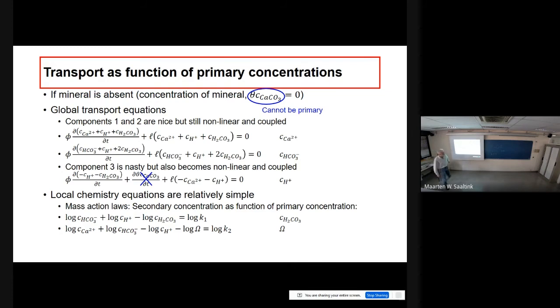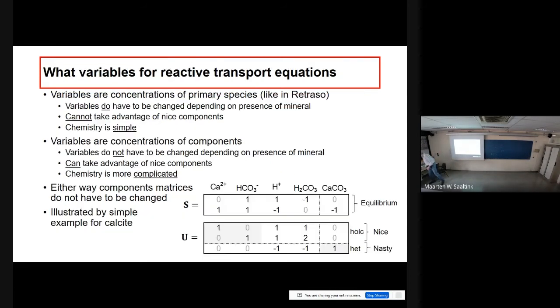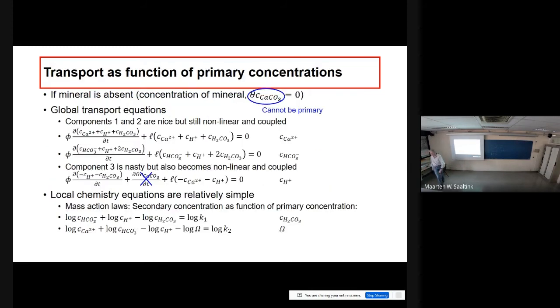So first, if I use primary concentrations, I write my transport as a function of primary concentrations. And my primary species are calcium, bicarbonate, and maybe this one. You can see a little bit, I put it in gray, but you don't see it. Okay? But I have to change it.